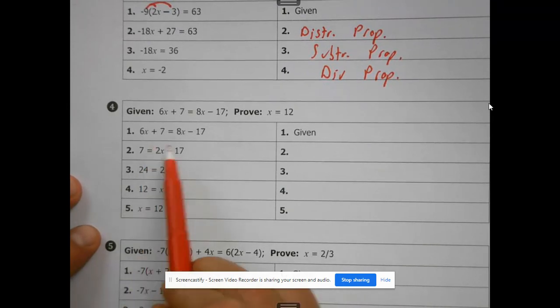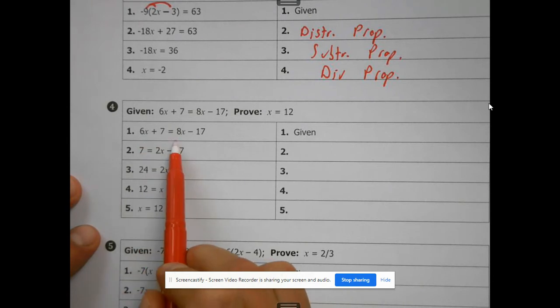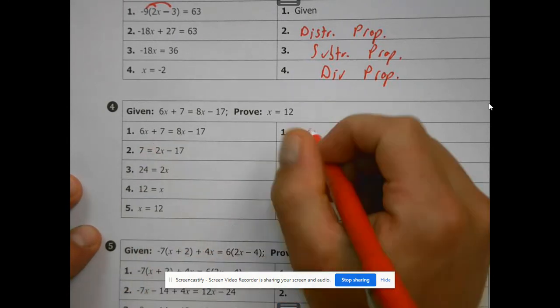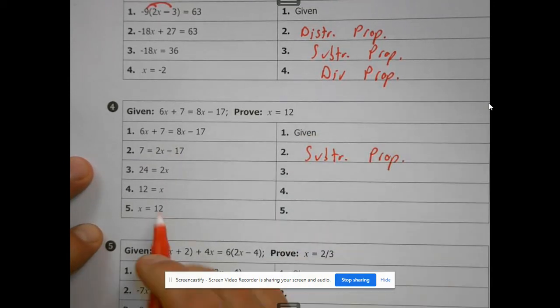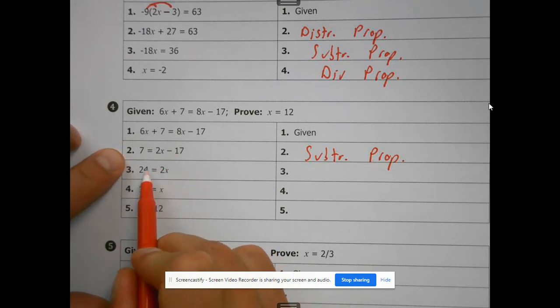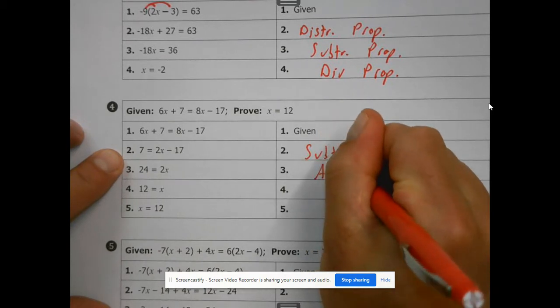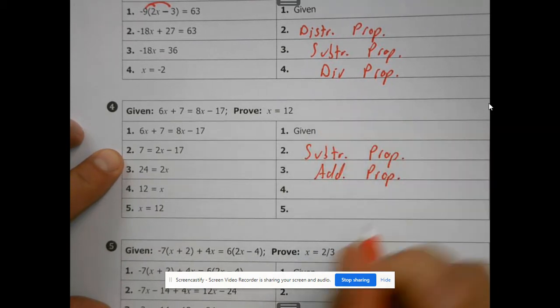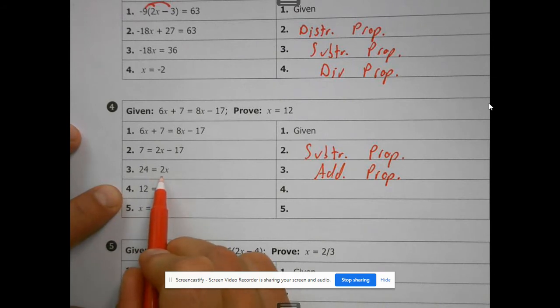All right, what did they do first here? Let's check it out. It looks like they subtracted this 6x over to that side right there. And sure enough, 8x minus 6x is 2x. So your first step was subtraction property. From line 2 to 3, they added the 17 over to the left-hand side. So that's your addition property. From line 3 to 4, they divided both sides by 2.